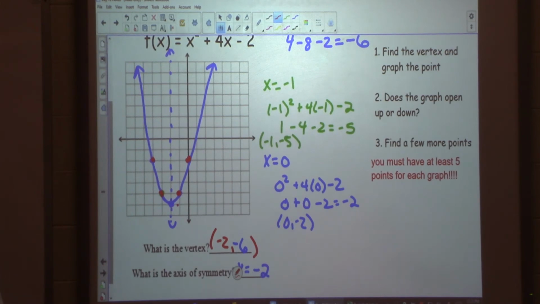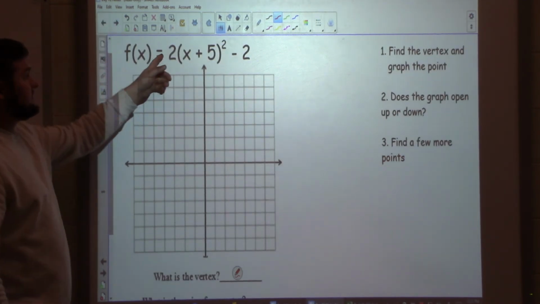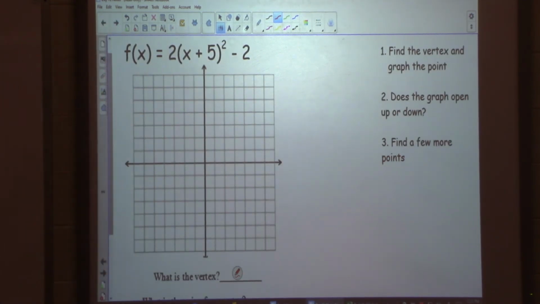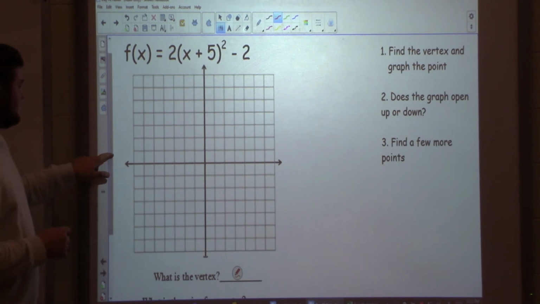Okay, let's do one more. We'll do it out of vertex form this time. Okay? So vertex form, f of x equals 2 times (x plus 5) squared minus 2. Hey, notice, this is the same problem we did before. Isn't it? Right?